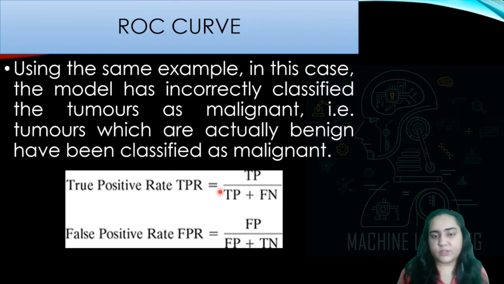So what is the true positive rate? It is TP upon TP plus FN. Remember, FN is all positive values, but the model said they are negative. So TP plus FN. And the false positive rate is FP upon FP plus TN, right? So this is the false positive rate, and this is the true positive rate.